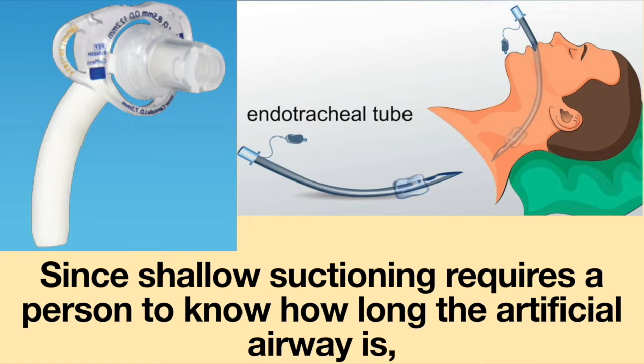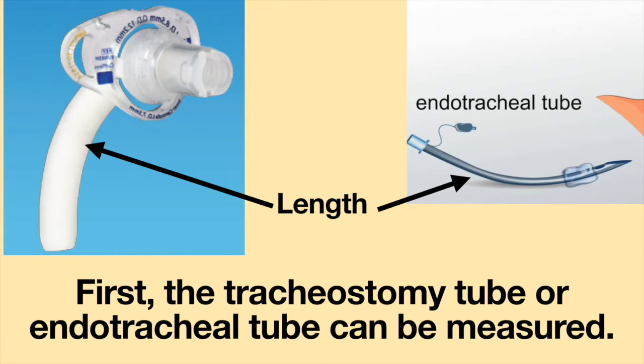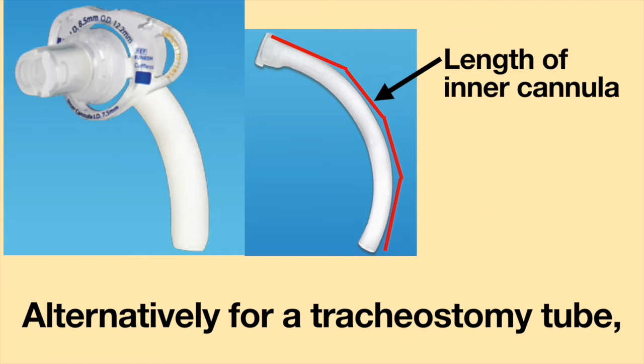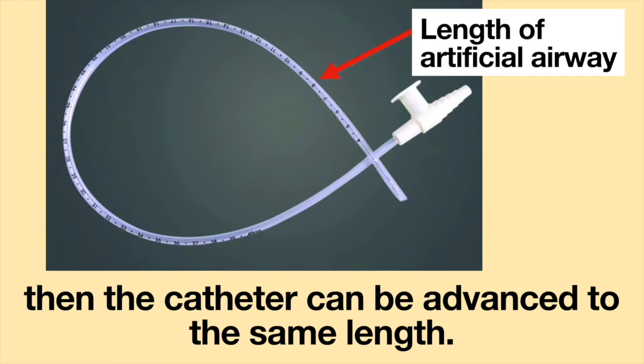Since shallow suctioning requires a person to know how long the artificial airway is, there are a few ways to get this information. First, the tracheostomy tube or endotracheal tube can be measured. When measuring, please include the length of the adapter. Alternatively, for a tracheostomy tube, a person can measure the length of the inner cannula. Once the measurement is known, then the catheter can be advanced to the same length.